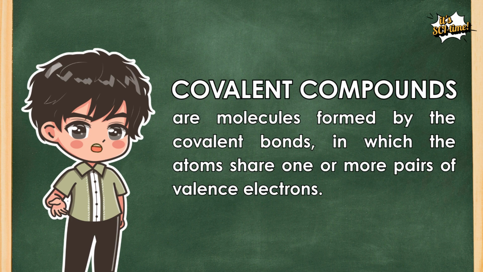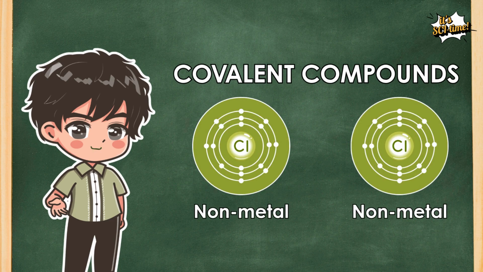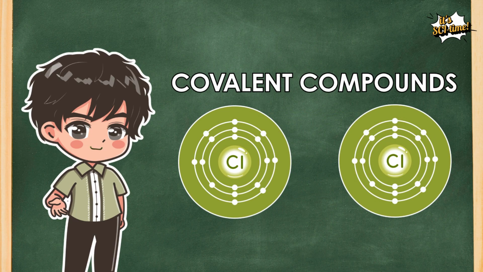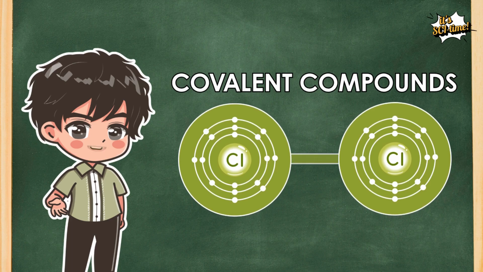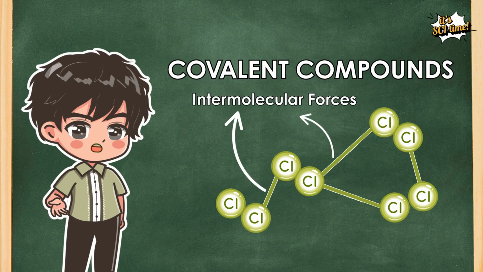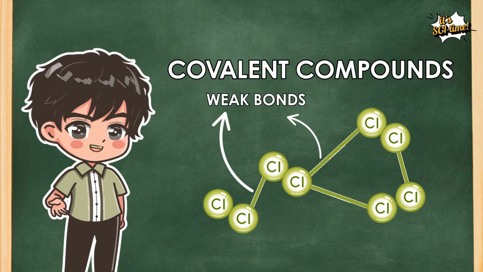Next, we have the covalent compounds, which are molecules formed by covalent bonds, in which the atoms share one or more pairs of valence electrons. And these compounds are formed between two non-metal elements. Most of the non-metal elements have half or more than half of valence electrons in their respective valence shell. During covalent bonding, the two non-metal elements share electrons to achieve stability. The molecules in a covalent compound are held together by intermolecular forces, and these forces are very weak.